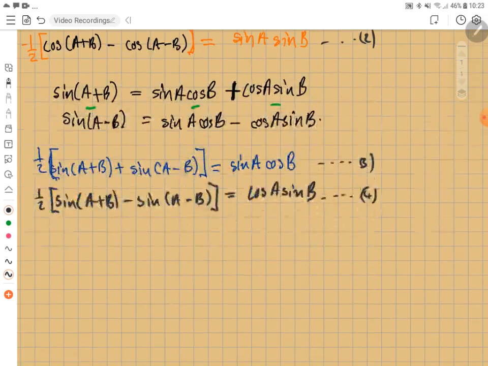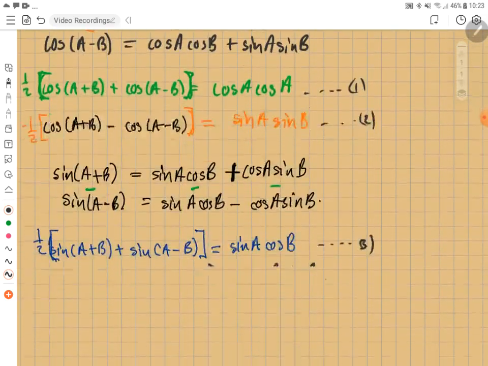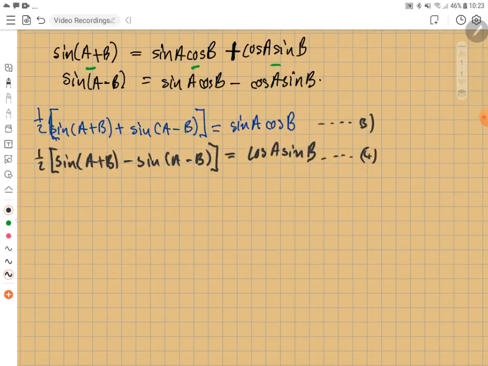So if I get an example that says, please find the integral. For example, it says, find the integral of sine 3t cos 2t, and it's with respect to t. Then what am I going to do? Well, I'm going to go and look for the one that has sine cos, okay?